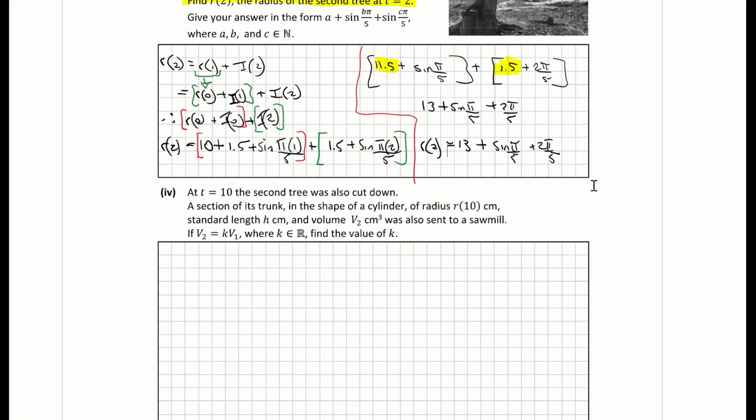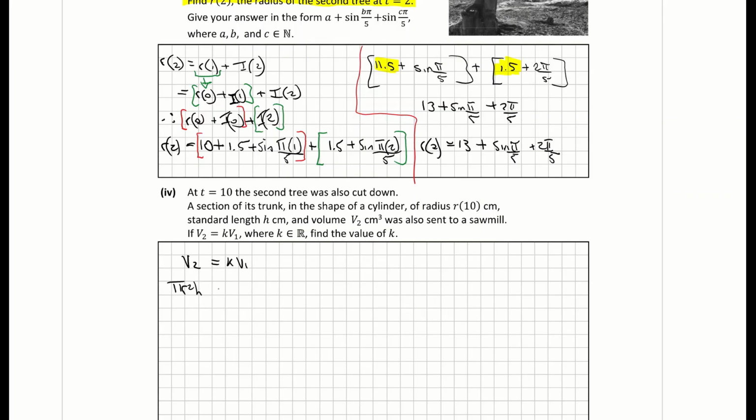Now again, the question here is telling us that they're both cylinders. So that means then, so my smaller one, or my large one, so let's go V2 is equal to K times V1. And I'm going to call the volume of V2 pi r squared h, because that's a cylinder.